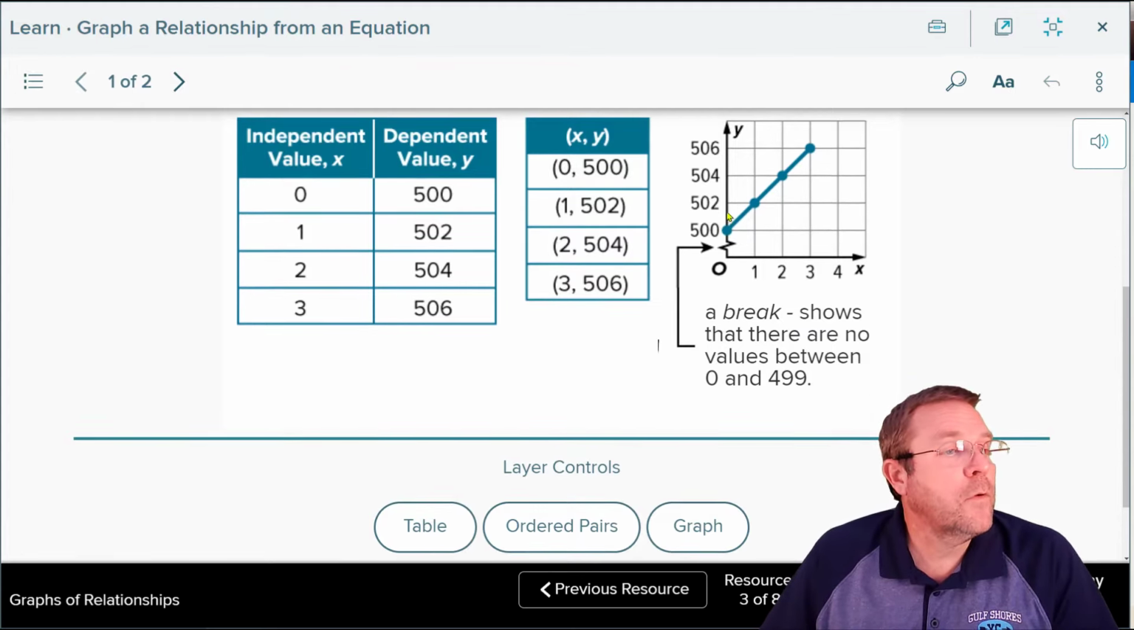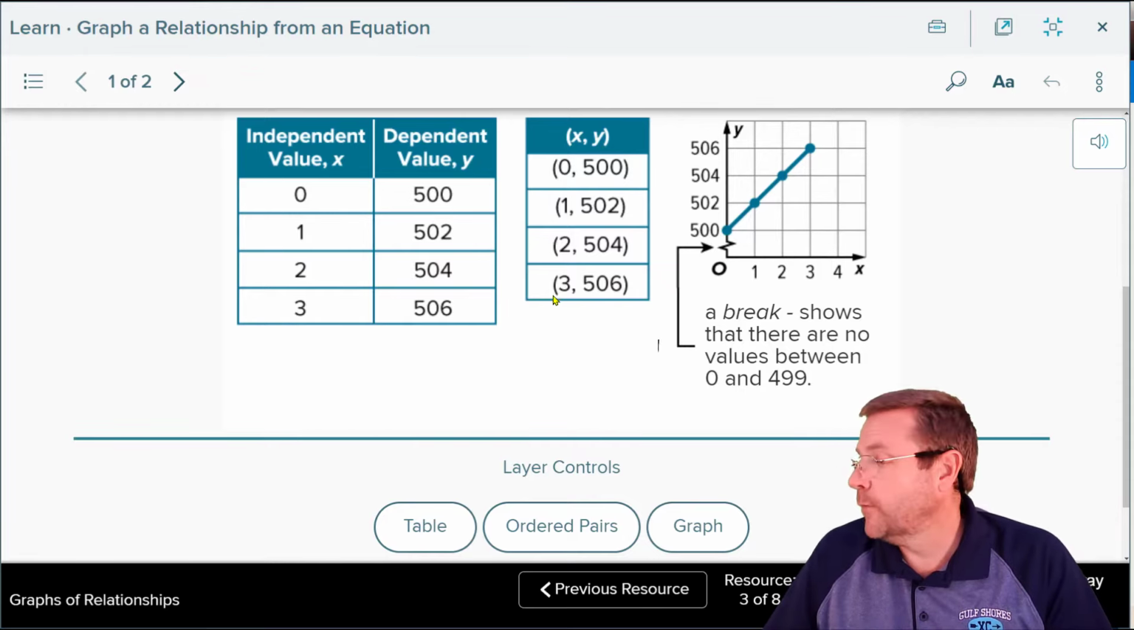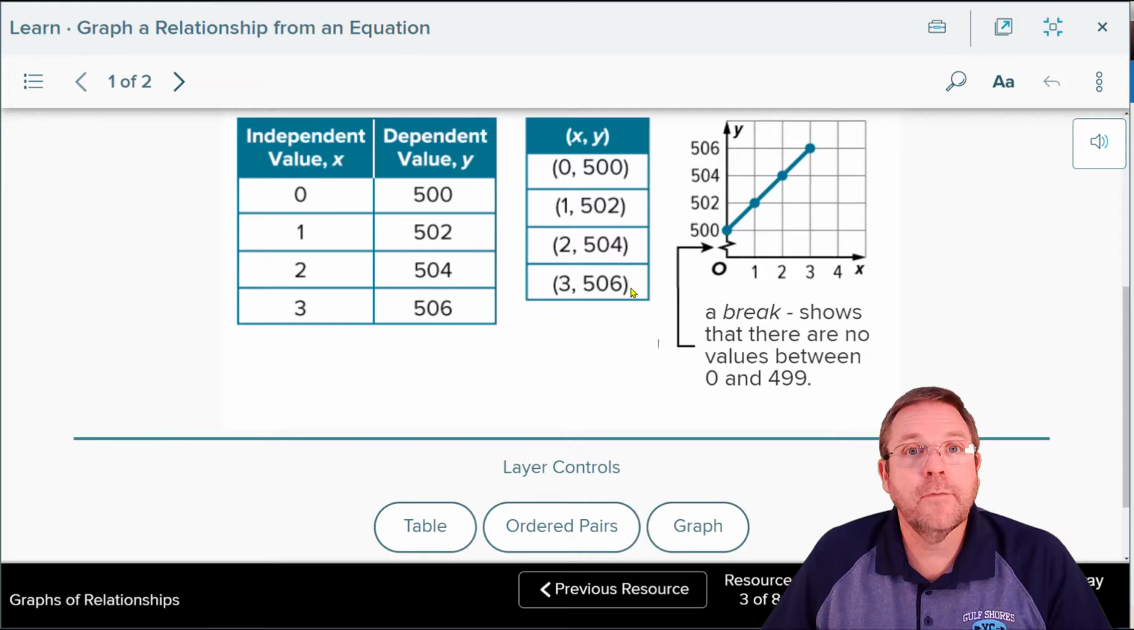From there, the first ordered pair was 0, 500. Superman ran to 0. He flew to 500. The second ordered pair was 1, 502. Superman ran to 1. He flew to 502. Your third ordered pair, 2, 504. Superman ran to 2, flew to 504, and then your last one is going to be 3, 506. Superman ran to 3, and he flew to 506.